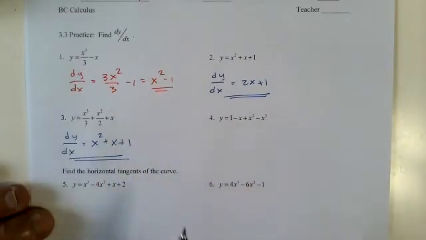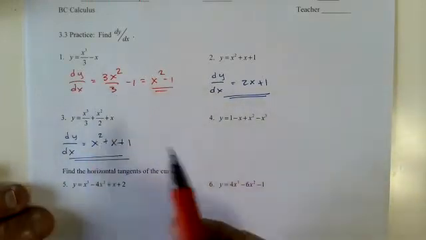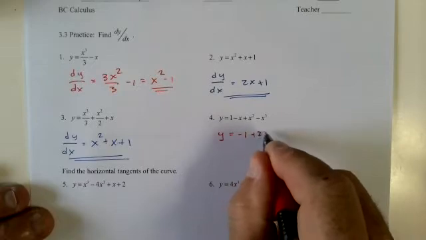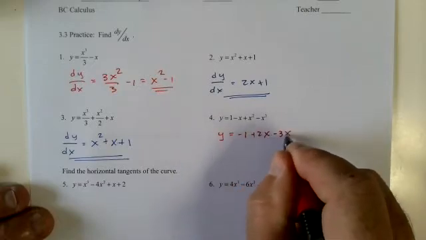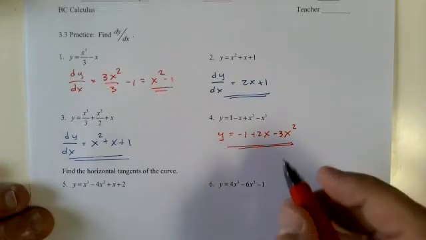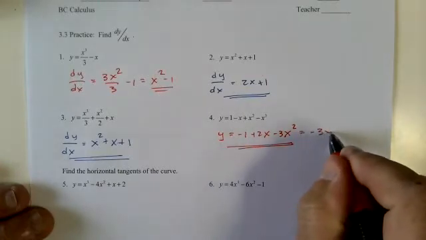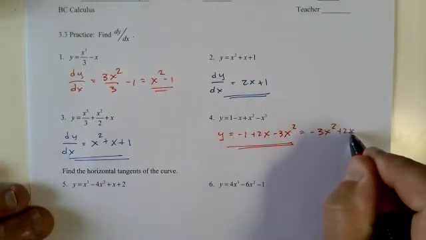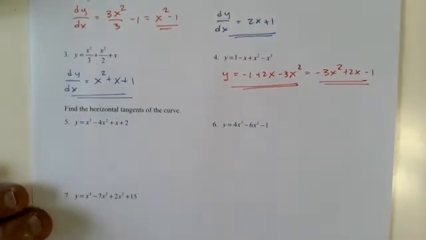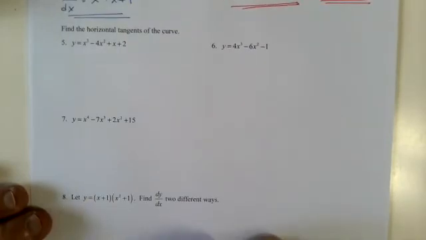So I'm canceling the numbers on the fly. I don't write them out if I don't have to. I did it up here, but I won't do it again. Find the horizontal tangent, so we're going to take the derivative and set it equal to 0.